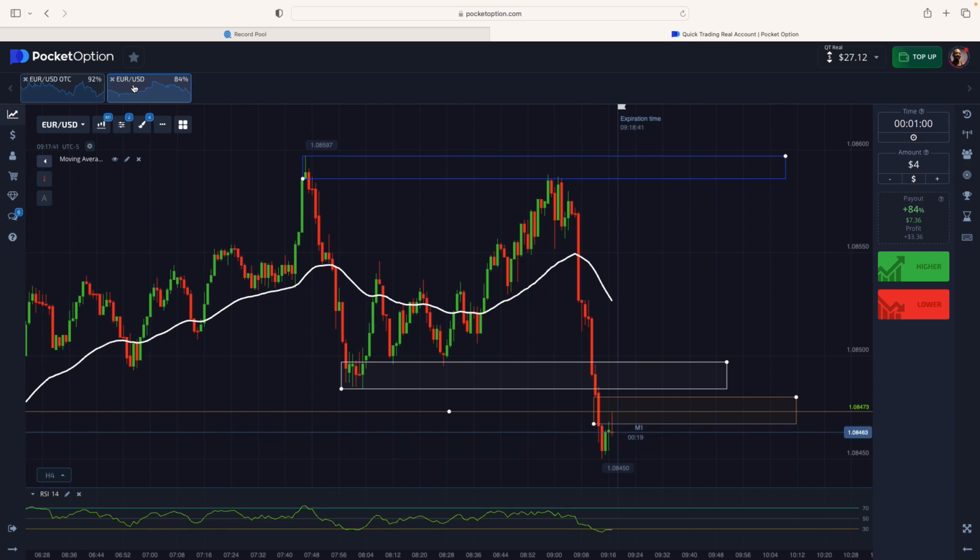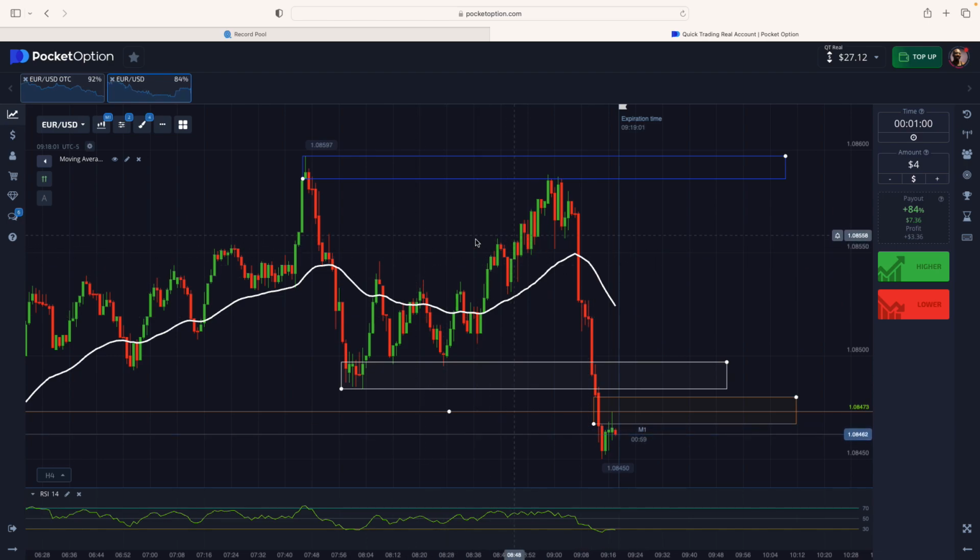Trading Euro USD. Good morning. I'm on the M1, the 1 minute time frame. Identify the highest high and the lowest low. This lowest low got broken to the downside and swept this liquidity.